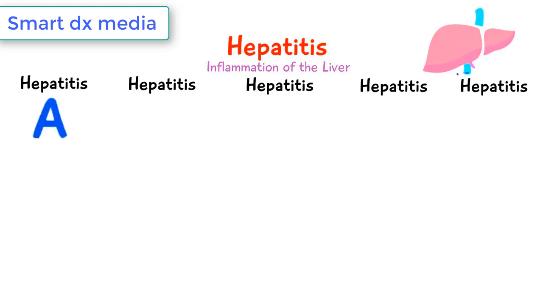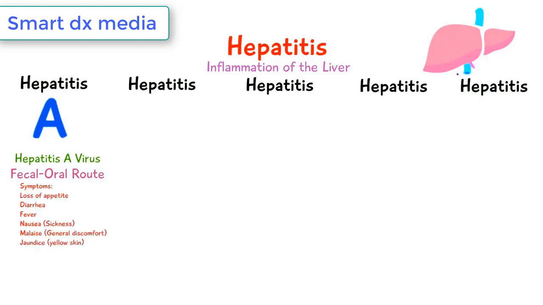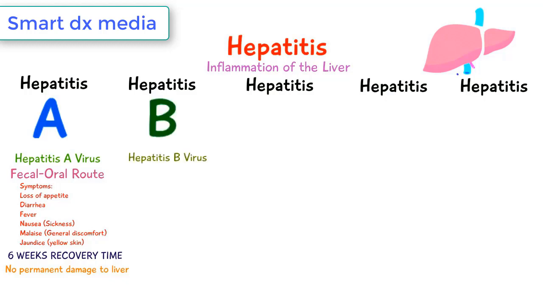transmission, that is fecal oral route, and the symptoms include loss of appetite, diarrhea, fever, nausea, vomiting, malaise, and jaundice. And for hepatitis A, there's no permanent damage to the liver. That is the positive aspect. Hepatitis B virus is spread by sexual contact, using contaminated needles or any sharp object, and it can result in liver cirrhosis or liver failure, and finally liver cancer. Vaccine is available to prevent hepatitis B.